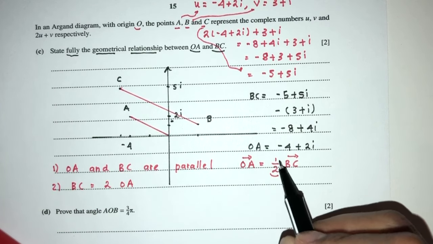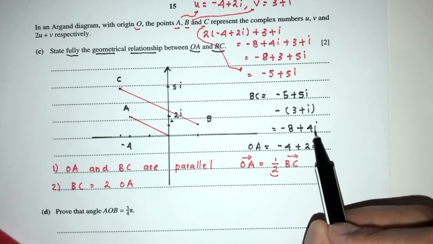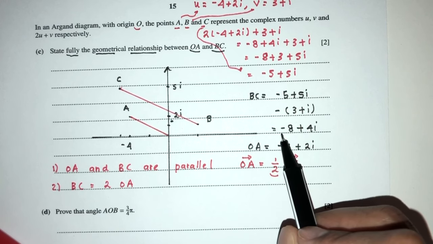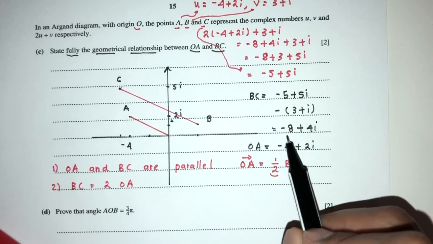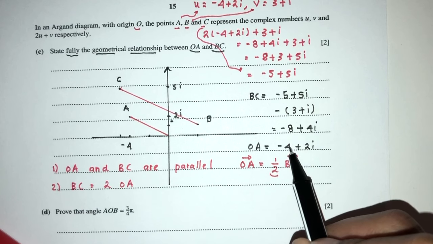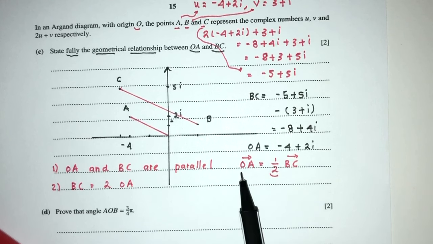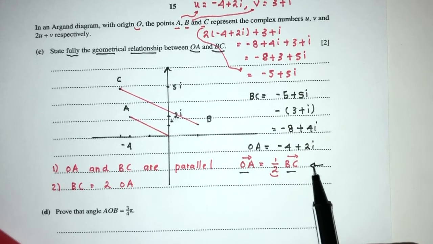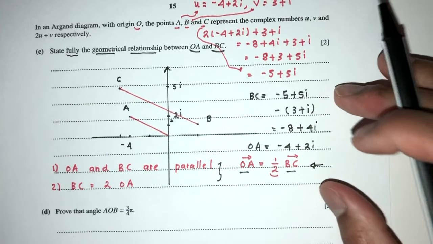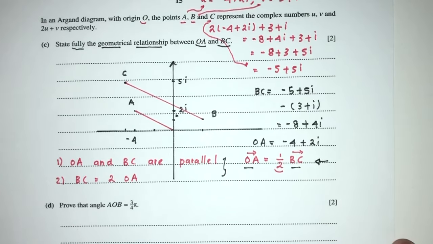You can derive this very easily because OA is minus 4 plus 2i, and BC is minus 8 plus 4i. If you factorize out a value, you factorize out the value of half, so that this becomes minus 4. How can you make this become this? Divide by 2, so you're taking the value of half right here. That's how you can form this equation. Those are the two main points you can derive from that diagram, and showing this will be very helpful to confirm to yourself that the answer is true.